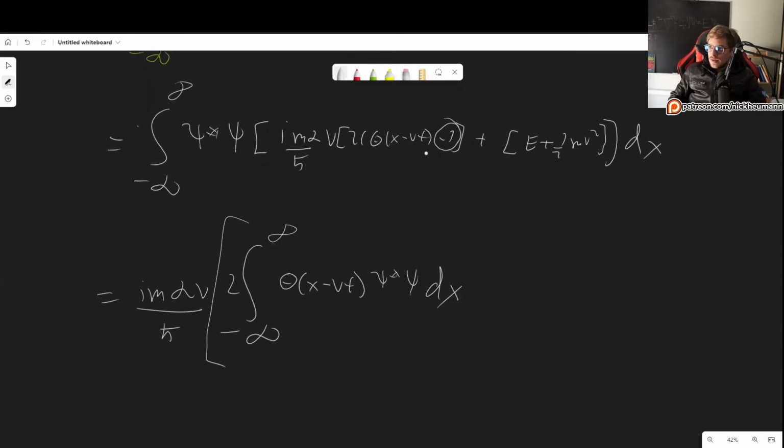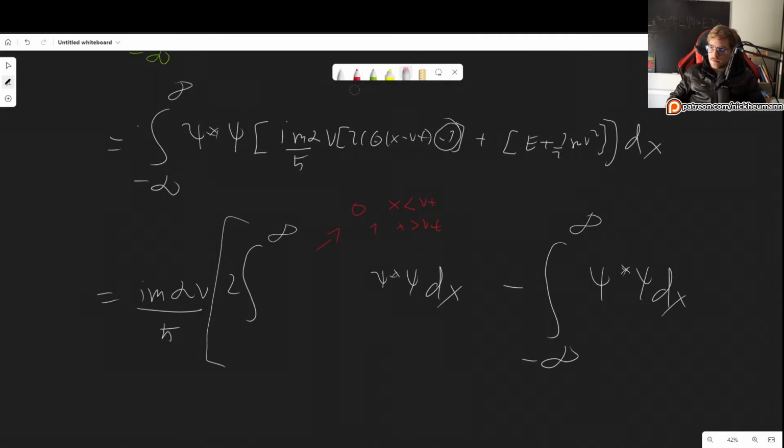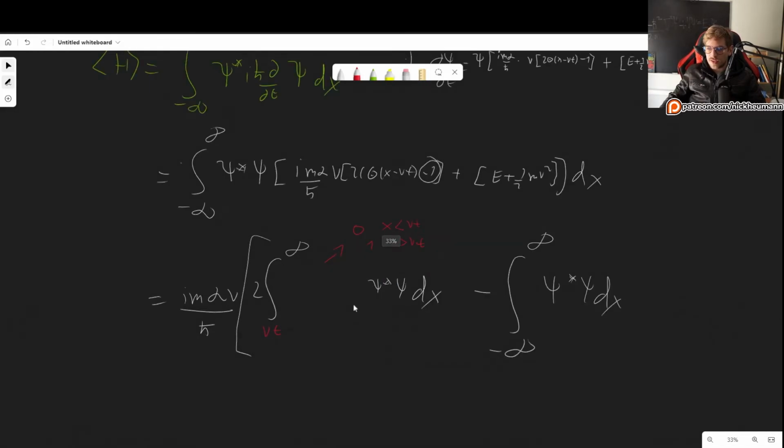So let's take a look at this part first. So then we still have the integral from minus infinity to infinity of ψ conjugate ψ dx. So this is the same as this. Now, what is the step function? Again, the step function is 0 if x is smaller than vt, and it is 1 if x is greater than vt. So this integral is the same as the integral from vt to infinity, right? It is the exact same thing because everything before this doesn't contribute at all.